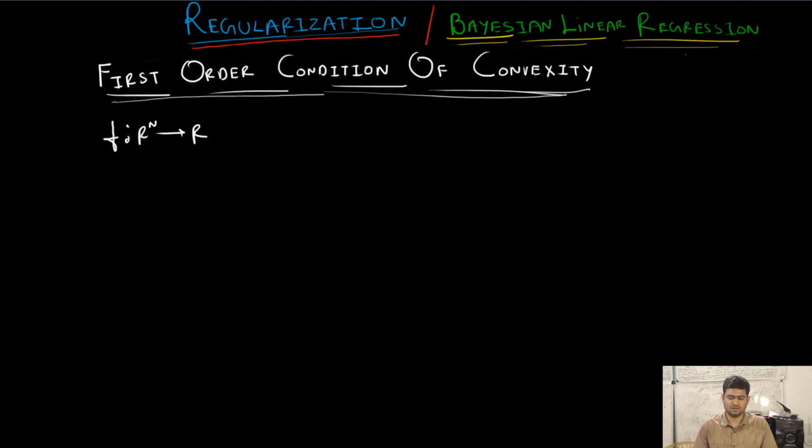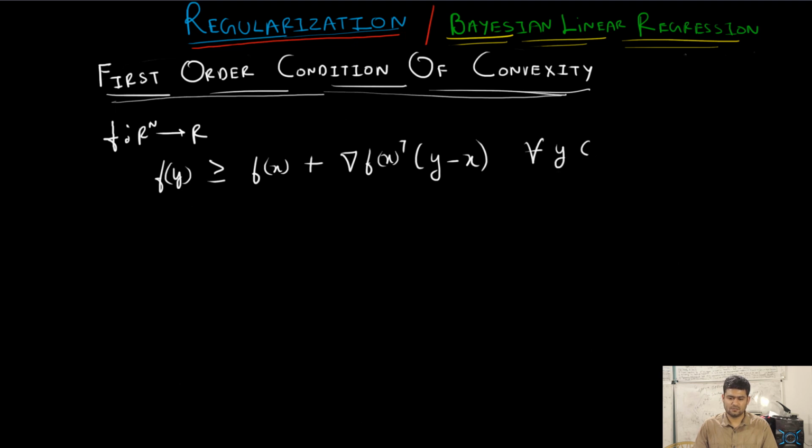Then the first order condition of convexity states that f of y is greater than or equal to f of x plus the gradient of f of x transpose times y minus x, for all y belonging to the domain of f.